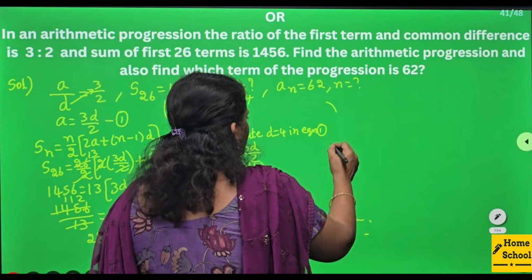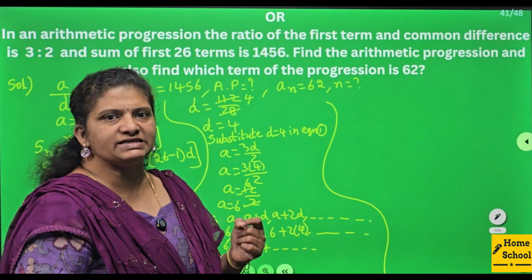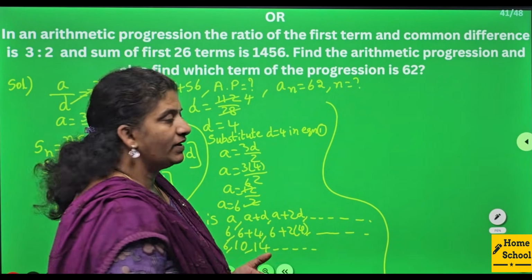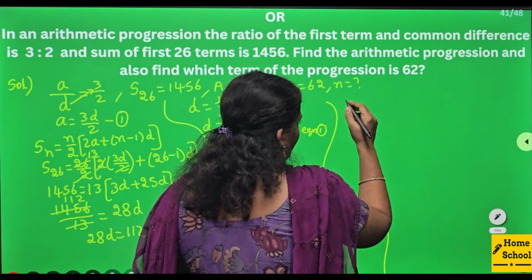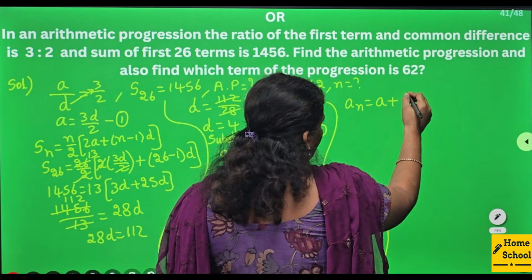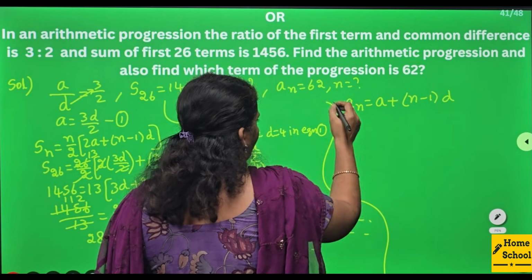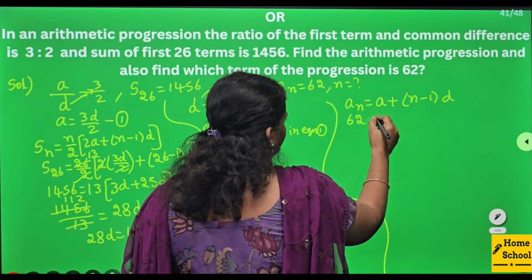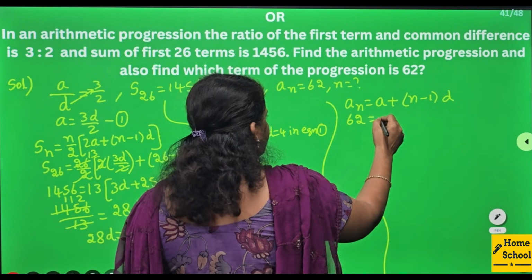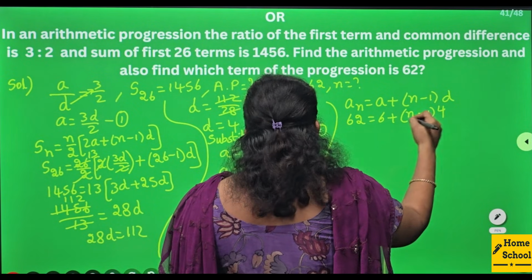And in this, you have one more question. Which term is 62? Which term? So let me assume it as an. We will take an formula. An is equal to a plus n minus 1 into d. An value is 62. A value is 6. n minus 1, d value is 4.